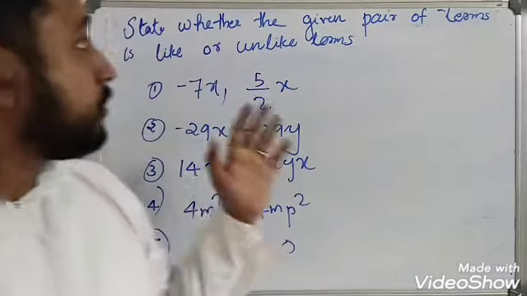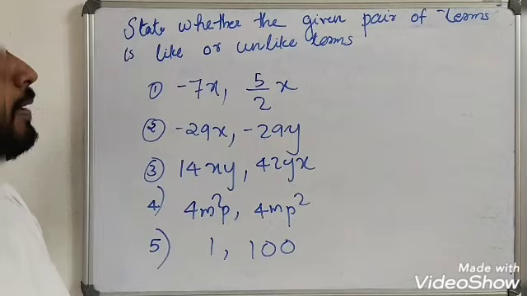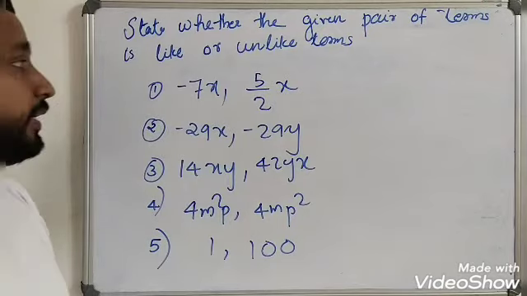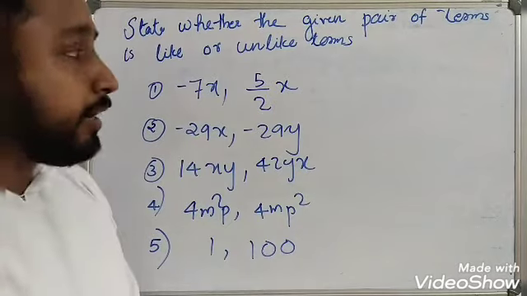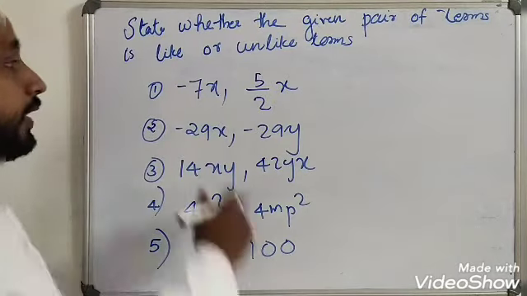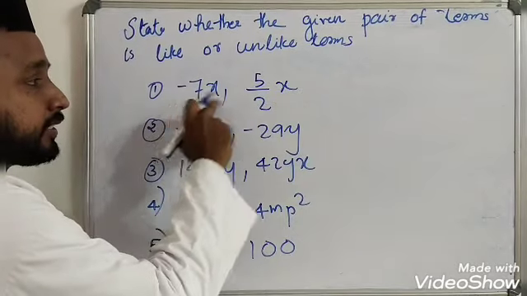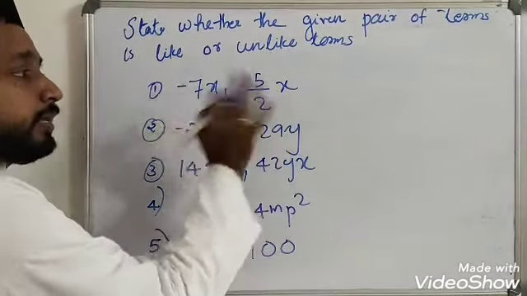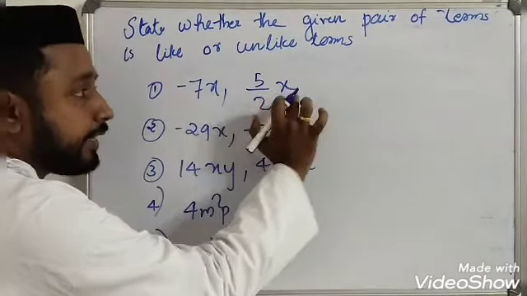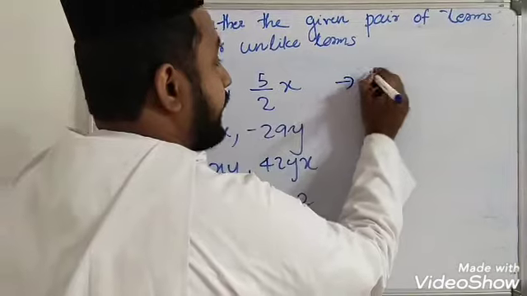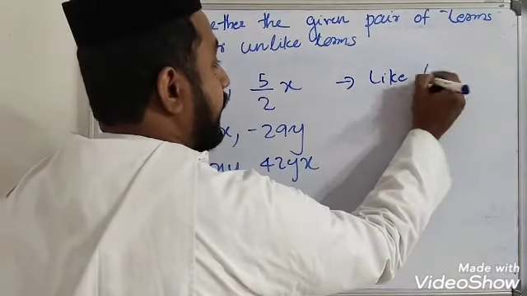Let us discuss some questions. State whether the given pair of terms is like or unlike terms. Here minus 7x, here 5 by 2x. The numerical coefficient of x is minus 7, here it is 5 by 2. Both are different, no problem. Here x, here also x. Both are the same. So these are like terms.